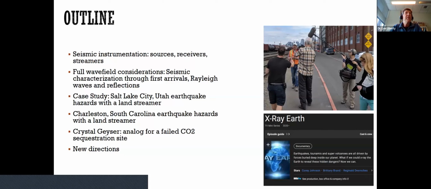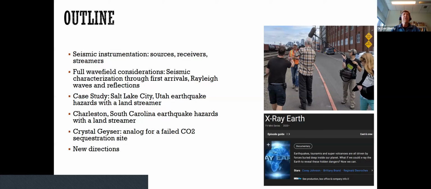What I'm going to talk about in this presentation is I'm going to start with instrumentation, essentially sources, receivers, streamers, etc. And then I'm going to highlight what I call full wave field considerations. I don't do full waveform inversions, but I do consider the full wave field. What I mean by that is I look at first arrivals to generate P-wave velocity tomograms, typically from vertical geophones and vertically oriented sources, Rayleigh wave signals, and then reflection signals to put it all together into a holistic view of what's going on in the subsurface.